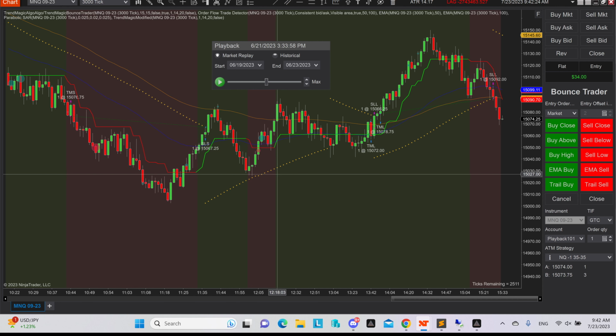I selected those 3,000 ticks for a reason. If I scalp, it's probably a little bit too long for me. But overall, for algo trading, this works better. 3,000 ticks for MNQ, and it's a lot less noise and a lot more profits.